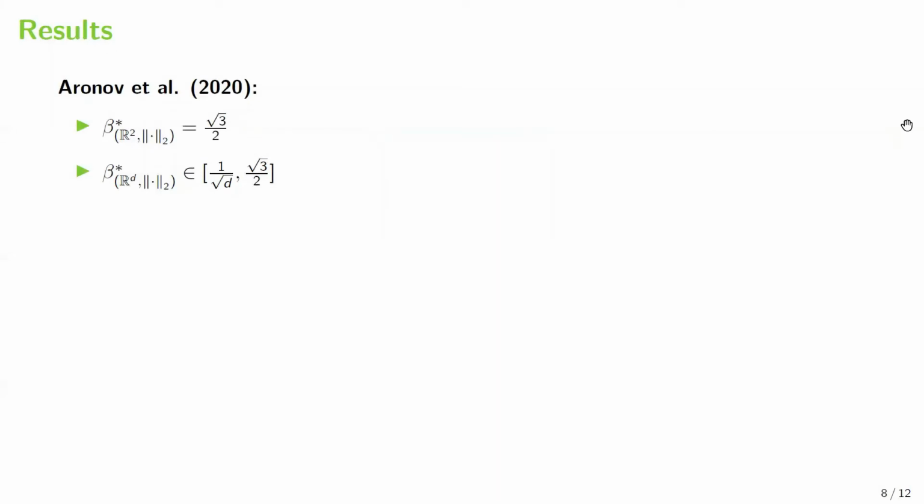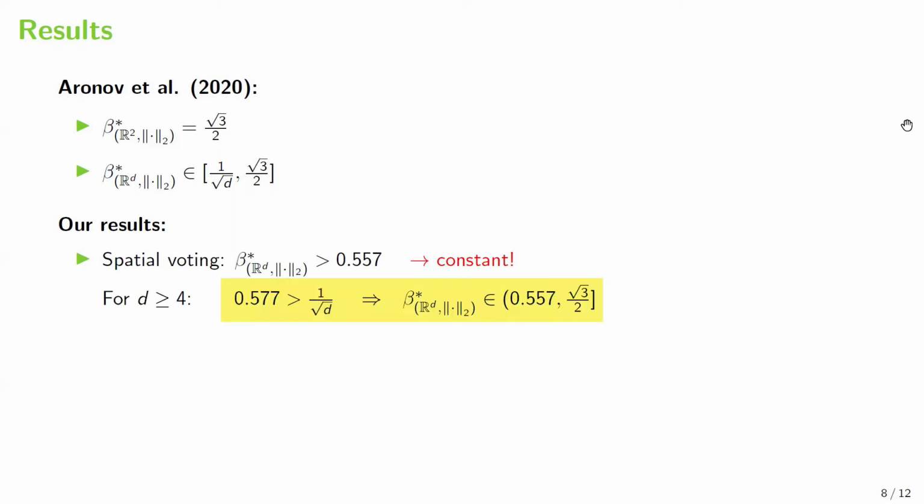So parallel to our paper, the case of the Euclidean plane was closed. It is exactly square root 3 over 2. But for higher dimensions, there was a pretty large gap with unbounded ratio depending on the dimension d. In our paper, we managed to get a constant lower bound for any dimension d. We show that beta star of the d-dimensional Euclidean space is larger than 0.557, which means that for d larger or equal to 4, the gap shrinks and the ratio is now constant.